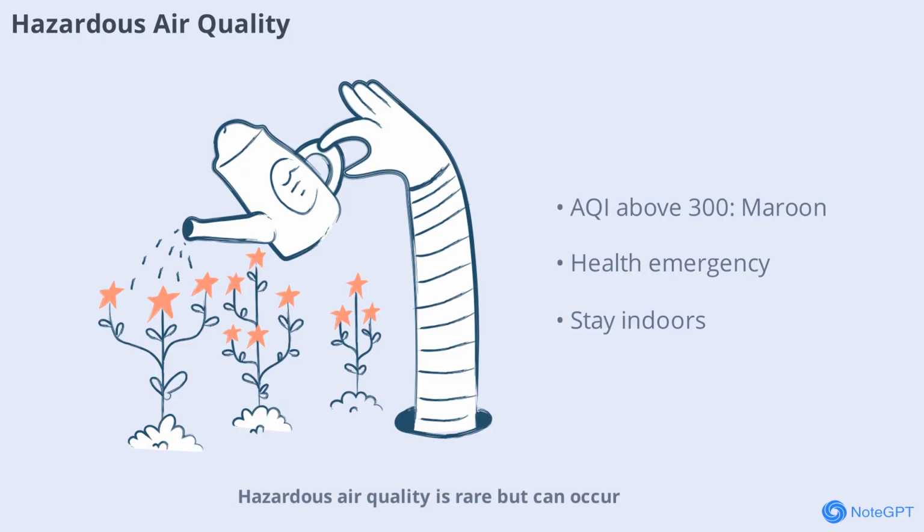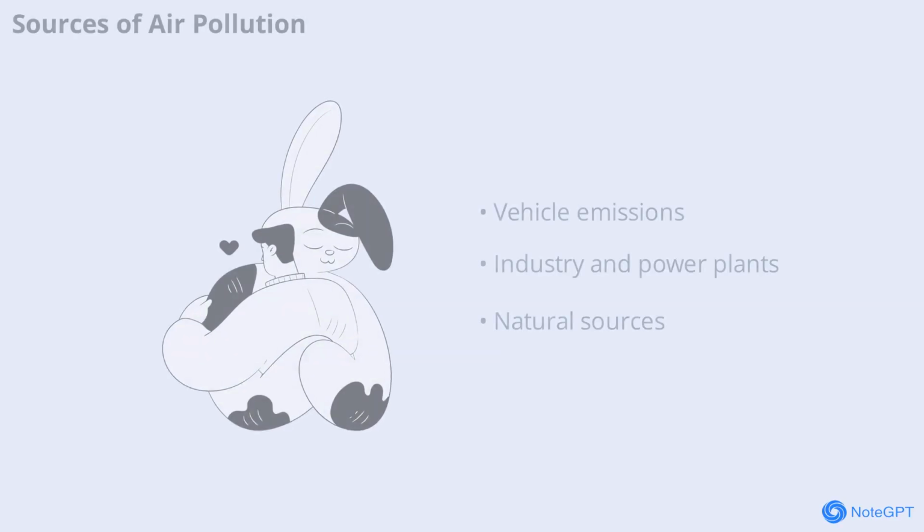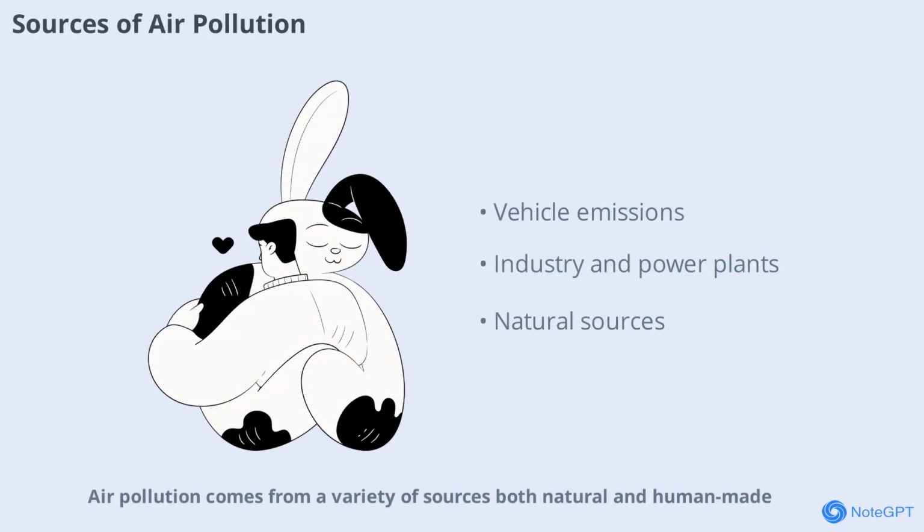Hazardous air quality is rare but can occur during events like wildfires or severe industrial accidents. This category highlights the critical role of the AQI in public safety and emergency response. Air pollution comes from a variety of sources, both natural and human-made.